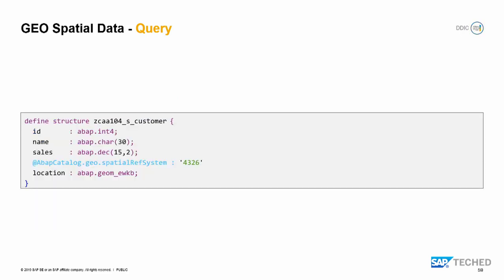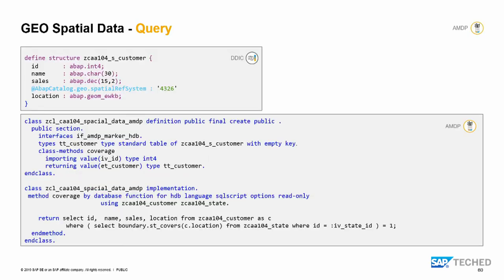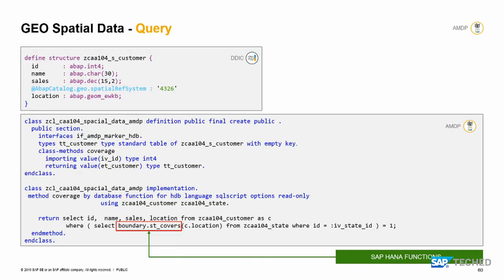So, starting with our AMDP definition. Here we will define a return structure. Again, just the point. We need a type, and we also need the semantics, meaning the annotation for the spatial reference system, 4326. Good. After that, we can use this object now inside our AMDP object.